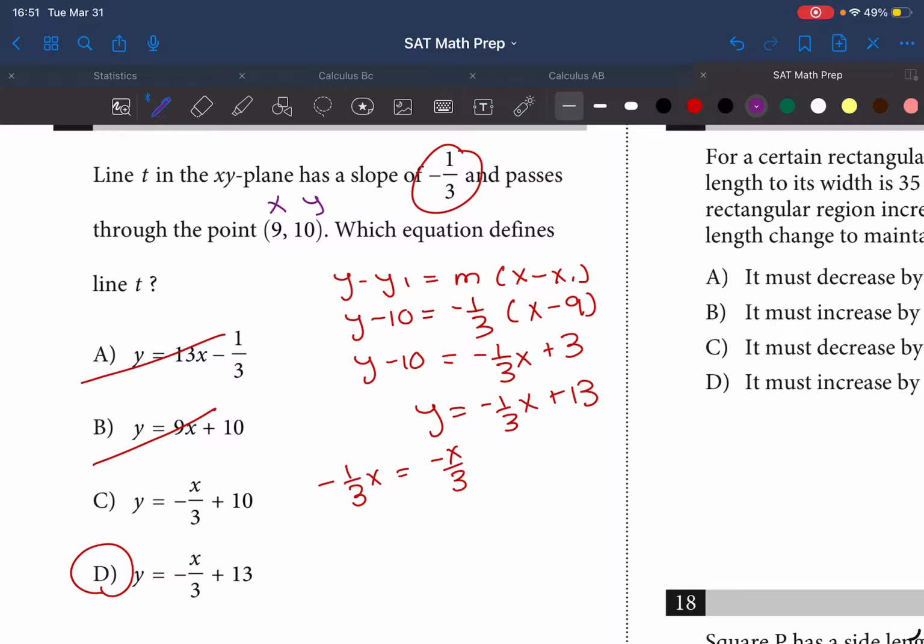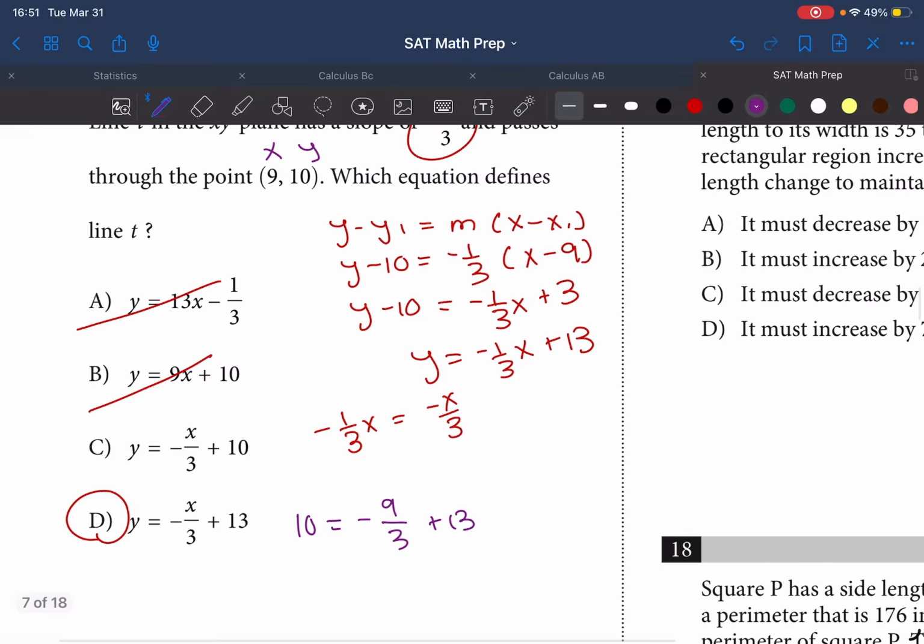So for example, still looking at D, I have 10 is equal to negative 9 over 3 plus 13. So 10 is equal to negative 3 plus 13. 10 is equal to 10. Okay, so two ways you could go about it: plugging it in and finding the answer, or using the point slope formula.